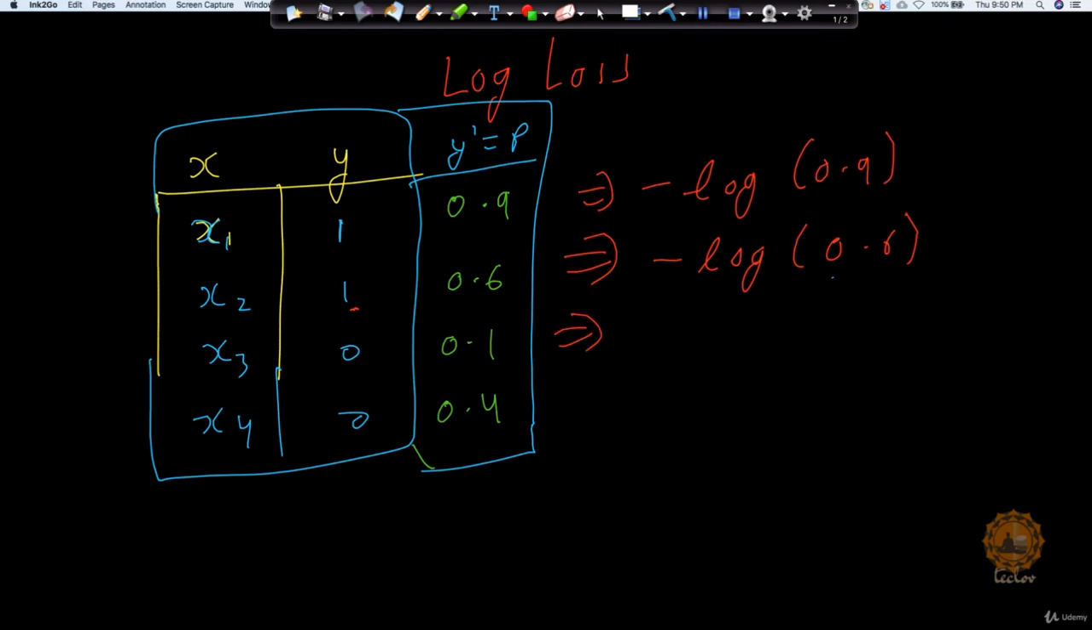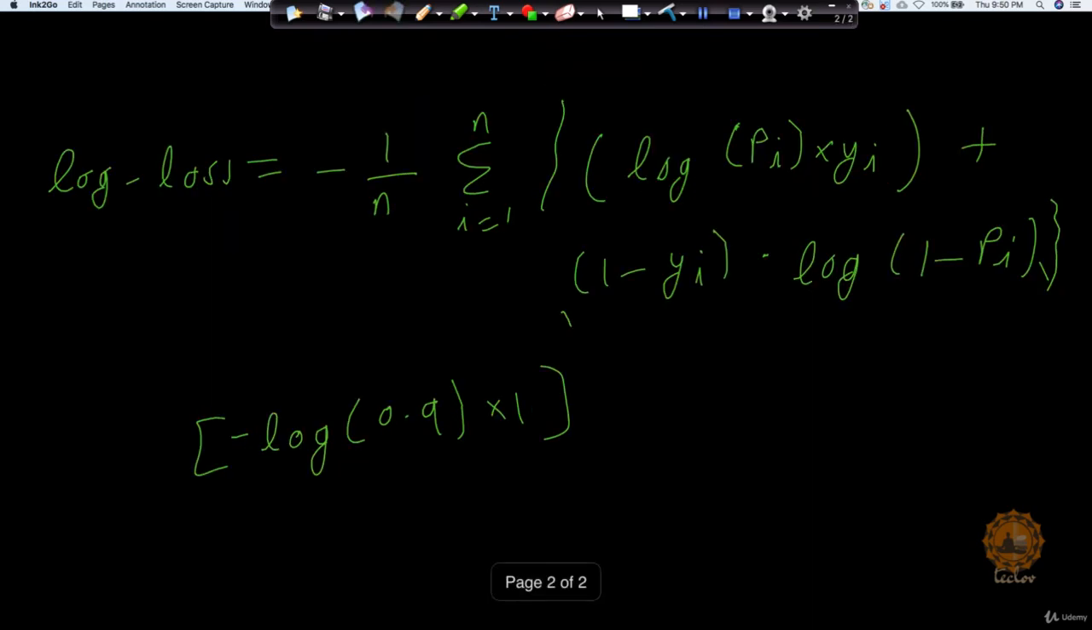For the third row, let's go back. This is for yi as 0 and yi dash is 0.1, right? So again, let me go back and plug into this formula. I'm ignoring the 1 by n term, which I can always include at any moment. This is just for understanding. I'm trying to explain what log loss is.